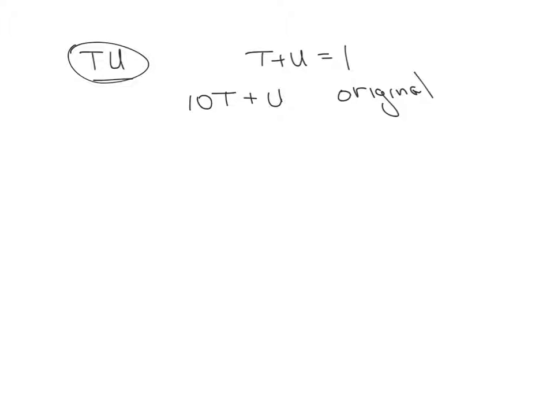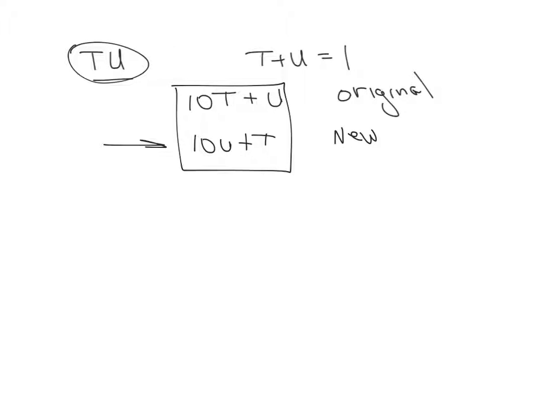Okay, so there's the original number. The new number is 10u plus t. We switched them around. So that's the new number. All right, so how do I compare these two? What does it say about the comparison? The new number is 27 greater than the original.